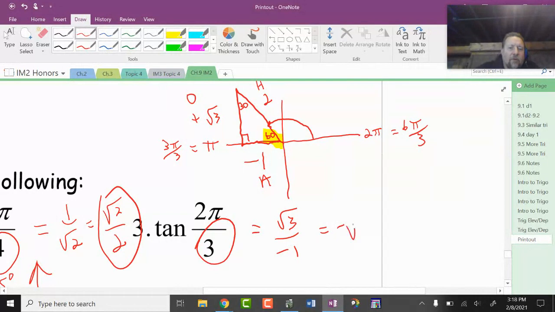So it's -root 3. Somebody asked me in class, do we have to do that or do we write decimals? And the direction said exact. So exact implies no calculator, and then it implies that you put it in radical form. Okay, should be done with that.